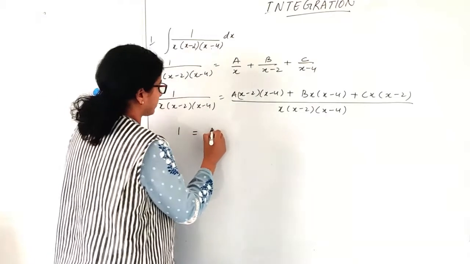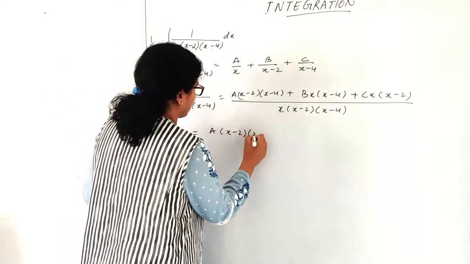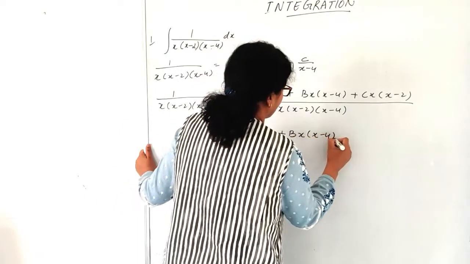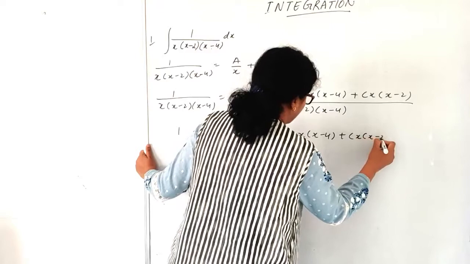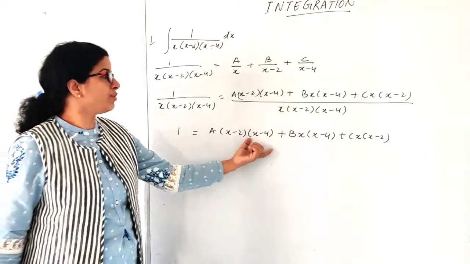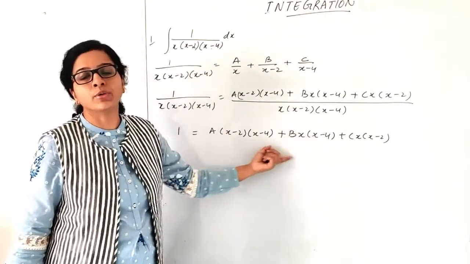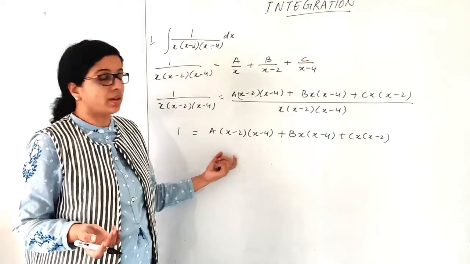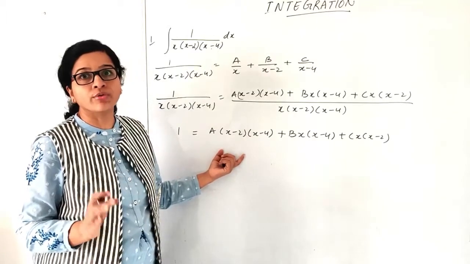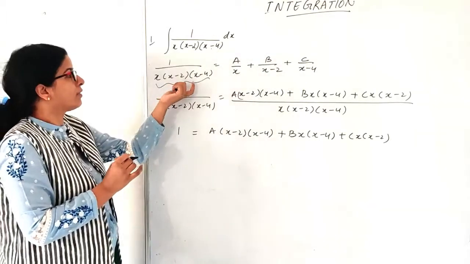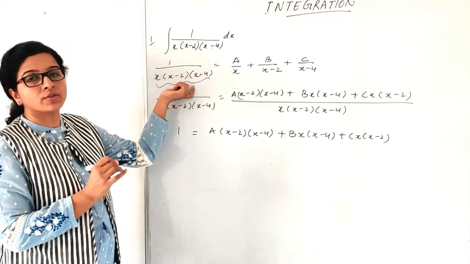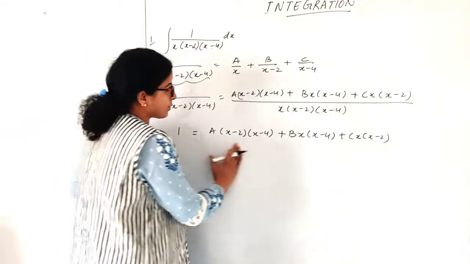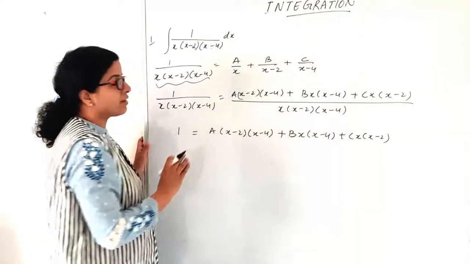Now we already know how to find the values of lambda and mu by comparing the coefficients. The same method we can use over here. But here I will tell you one more method to find the values of a and b. Whatever the factors of the denominator are, the factors of the denominator are 0, 2 and 4, right? So we will substitute those values here and get the values of a, b, c.